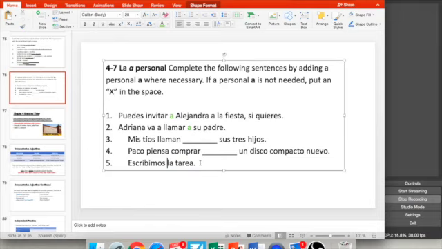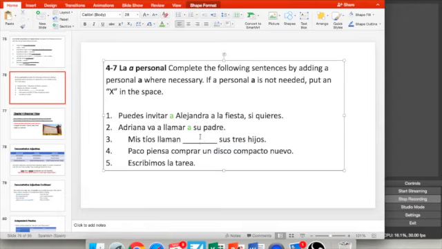Number 4. Paco piensa comprar blank un disco compacto nuevo. Paco is thinking about buying a new CD. He's thinking about buying who? Buying what? He's going to buy a CD. Oh, is a CD a person? Nope, no personal a needed. Boop, I'm done.